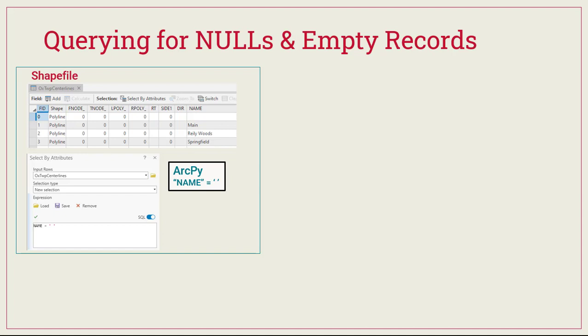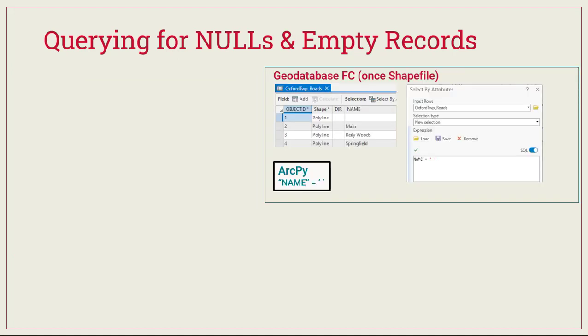So in ArcPy, you would translate that over. Remember, in ArcPy, we have to have quotes around our field name. So quotes around name is equal to open single quote, space, close single quote. And that query right there will select out all of your empty or blank records within a shapefile. Next, let's look at our geodatabase feature class that once was a shapefile in a previous life. If you open up that particular data set in ArcPro, you're going to see that the records that have nothing in them are still empty.